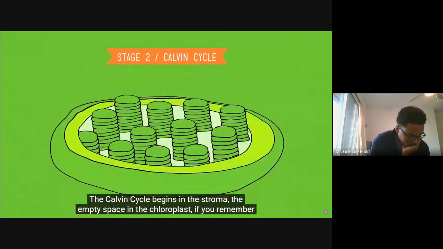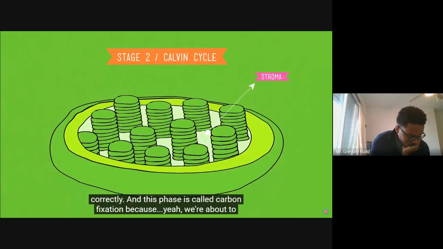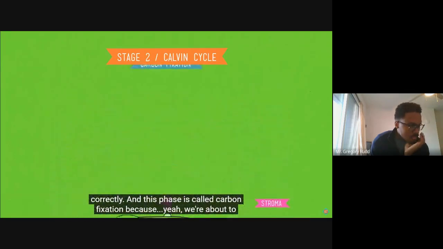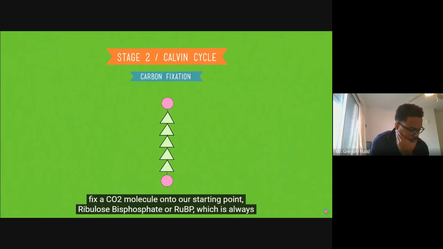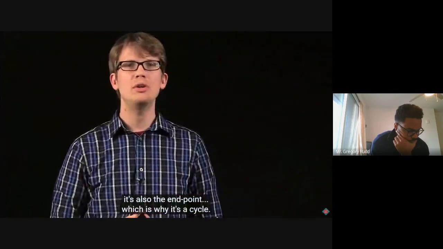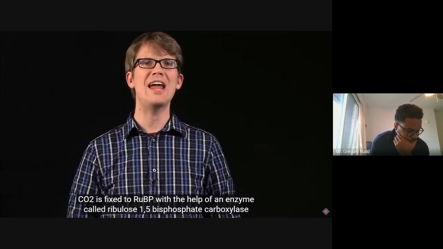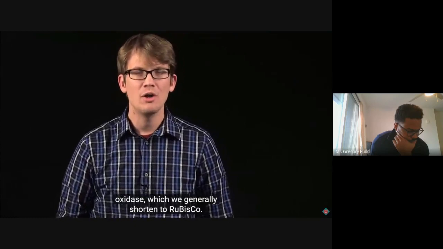The Calvin cycle begins in the stroma, or the empty space inside of the chloroplast, if you remember correctly, and this phase is called carbon fixation because, yeah, we're about to fix a CO2 molecule onto our starting point, ribulose bisphosphate, or RuBP, which is always around in the chloroplast because not only is it the starting point of the Calvin cycle, it's also the end point, which is why it's a cycle. CO2 is fixed to RuBP with the help of an enzyme called ribulose 1,5-bisphosphate carboxylase oxidase, which we generally shorten to Rubisco.